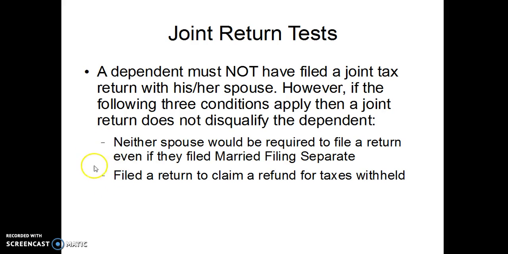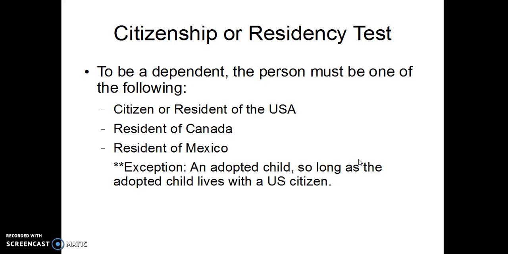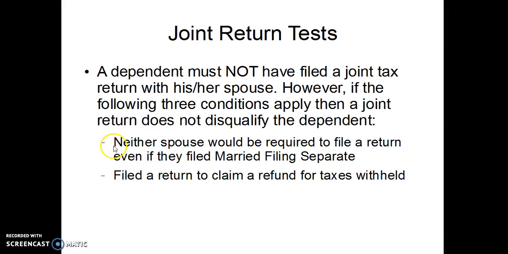If these things happen, then it's okay to file a joint return with your spouse and still qualify to be someone else's dependent. You can still satisfy the joint return test if you filed a joint tax return because you filed a return to claim a refund for taxes withheld, or if neither spouse would be required to file a return even if they filed married filing separate. This one's a little bit harder to understand, especially right now, but just be aware of this. It will make more sense when you look at the filing statuses.